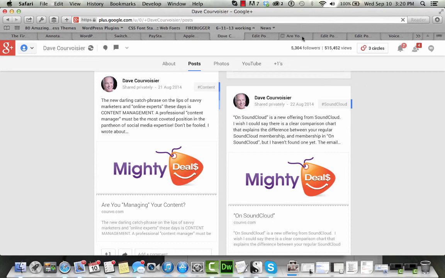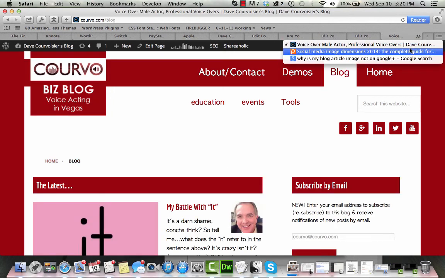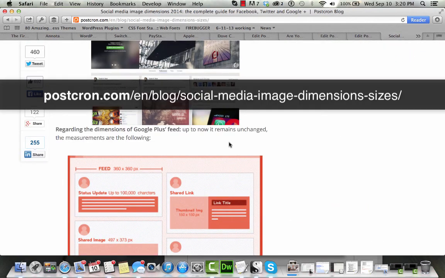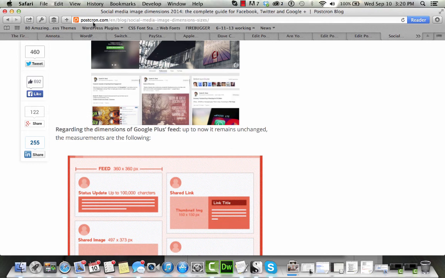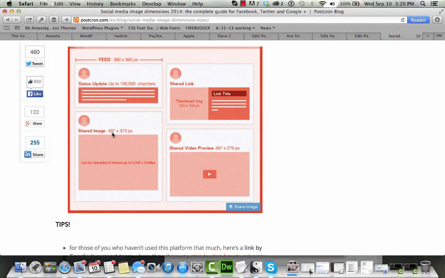And I wasn't able to find anything specific in this case, but I did find a couple things that put me on the right path. There's an article on postcron.com, and it points out that there are some shared image dimensions that the Google Plus feed uses. The feed itself is going to be 360 by 360, but a shared image that goes into the feed could be 497 by 373, and depending on how that's run, in a responsive situation, it could enlarge that image and spread it out into something larger. It's not a definitive guide, and it doesn't mention this juggling of images, so I wanted to look into things a little bit more.